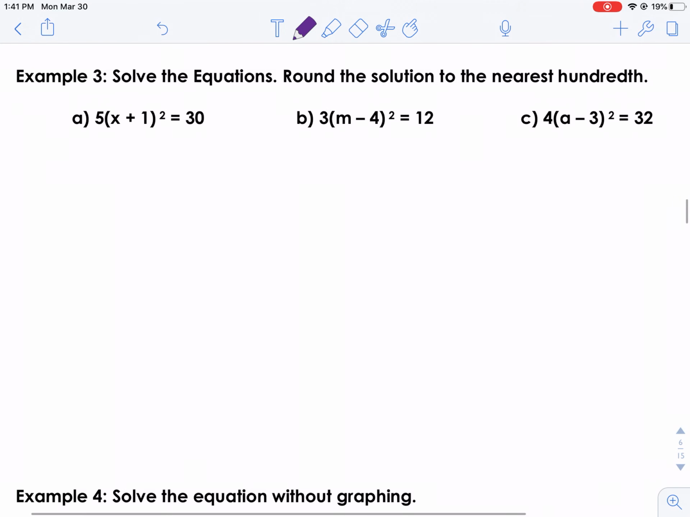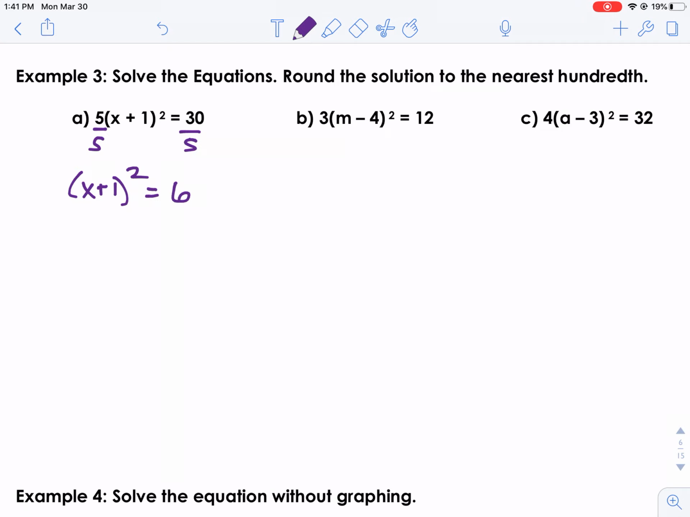All right, in the next set of examples, we're going to be doing the same type of thing, solving the equation, rounding the solution to the nearest hundredth. So in these cases, we have a quantity being squared. So in A, we have 5 times the quantity x plus 1 squared equals 30. So our goal is to get that quantity that's being squared isolated. Okay, so we are going to divide both sides by 5. That'll leave us with the quantity x plus 1 squared equals 6.